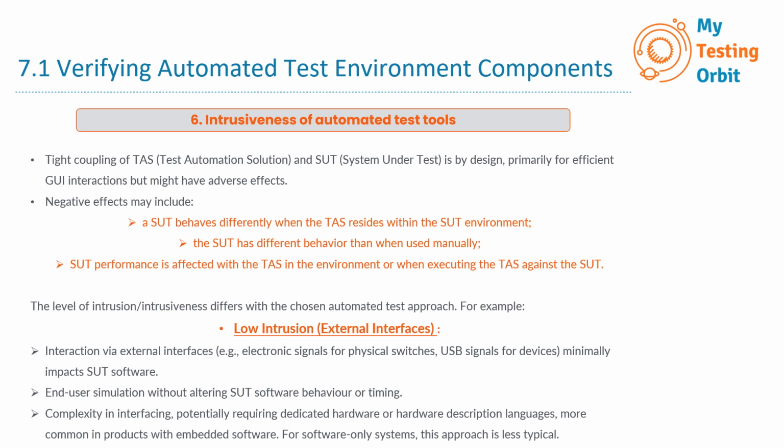Then the third one. Sometimes using these outside connections can be tricky because it might need special tools or languages that describe how hardware works. So this way of testing is more common in products like, for example, microwaves or cars that have software connected to physical parts. But for software-only systems like applications or computer programs, this method of testing is not used as often because they do not rely on external hardware as much.